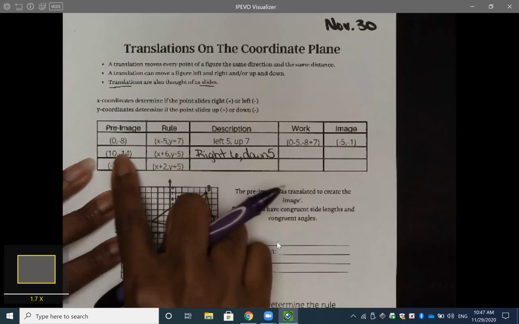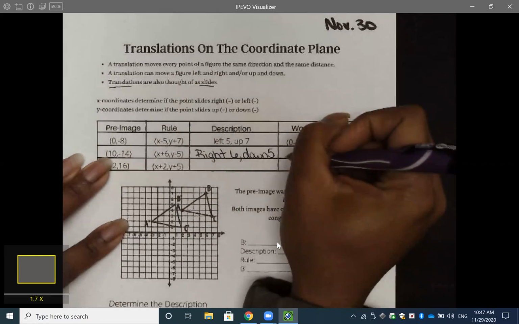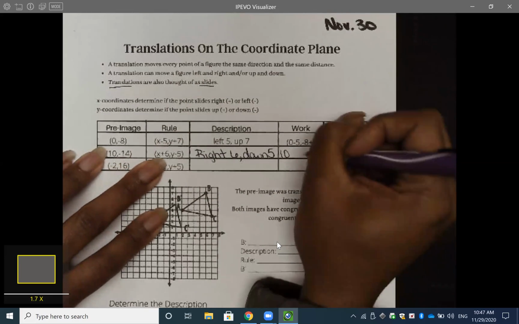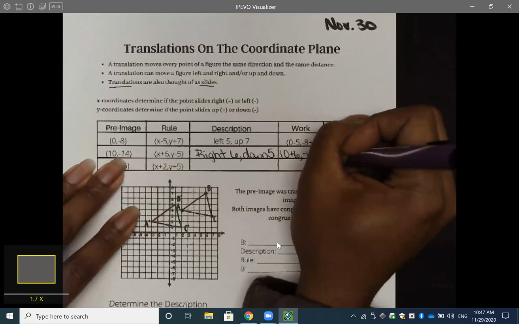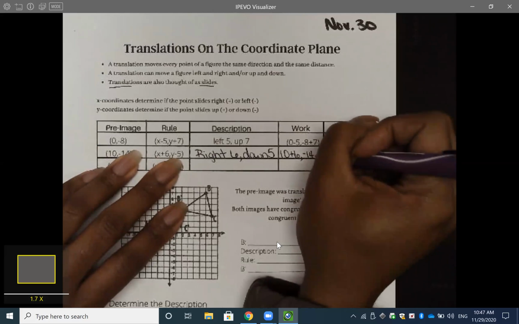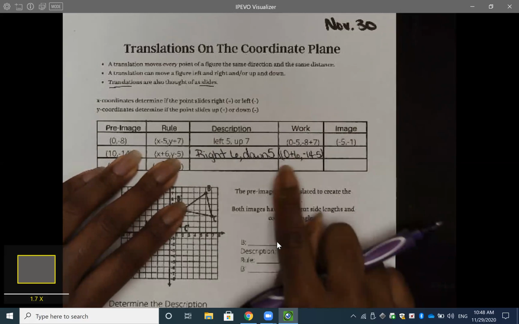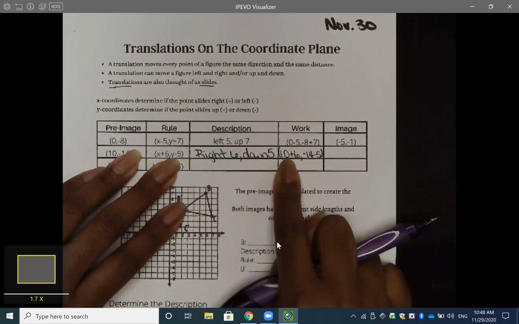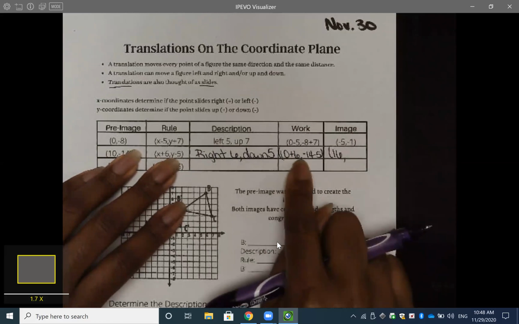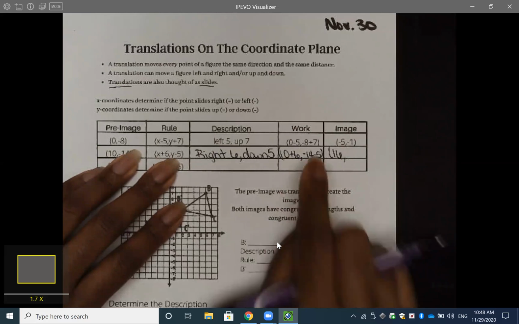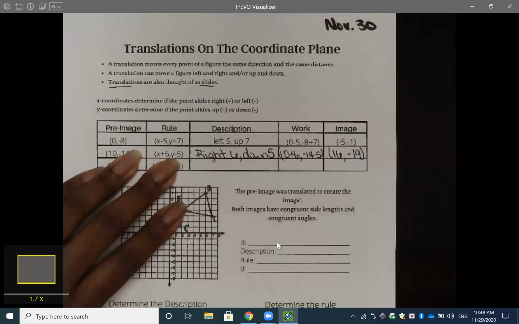We're going to take this x and y that's right here, and plug it into the x and the y that's right here. So my x is 10, and the rule says plus 6, so x plus 6, comma, my y is -14, and the rest of my rule is y minus 5. So now I have my work done. Now I'm going to find my new x. My x is 10 plus 6, which is 16. My y is negative 14 minus 5, which is negative 19. So that will be my new point.